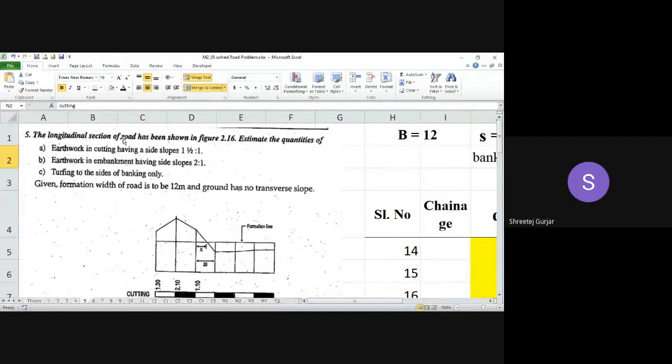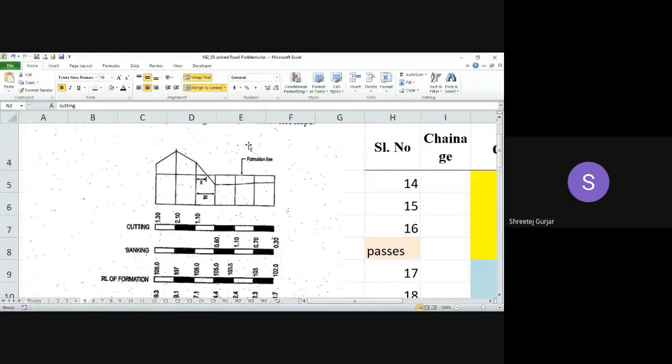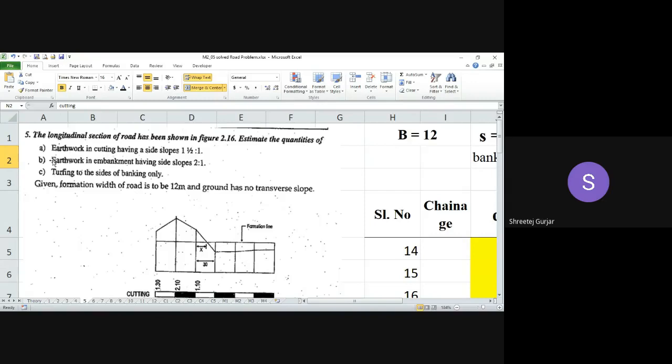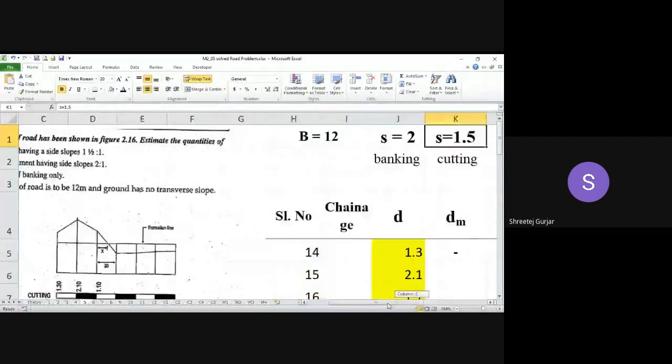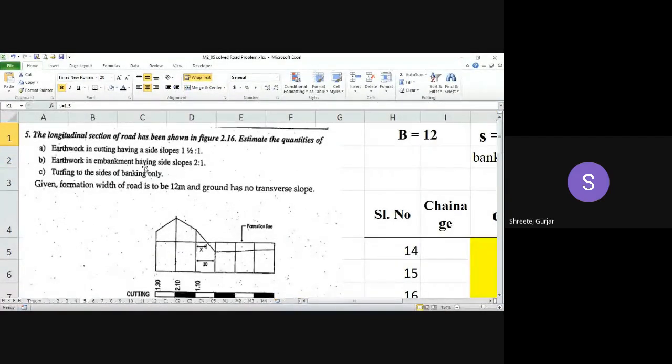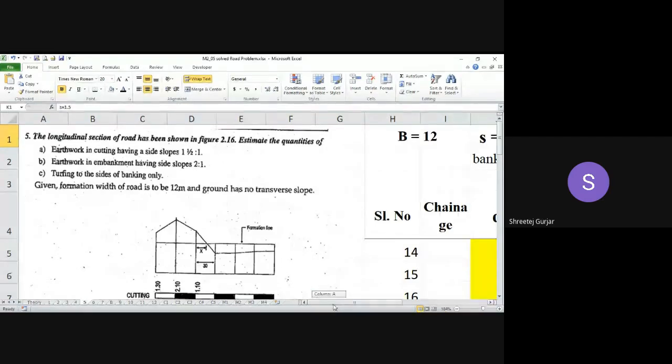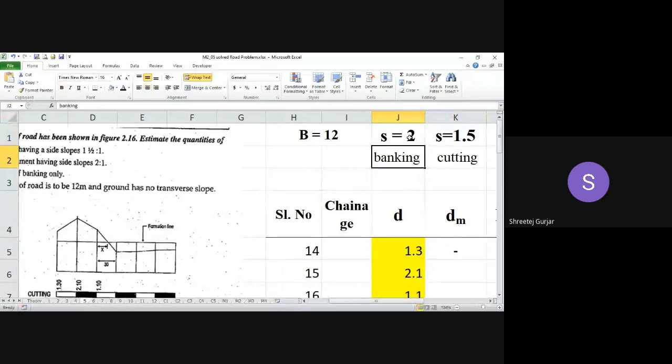The longitudinal section of a road has been shown. You can observe over here, a longitudinal section of a road is provided. Then estimate the quantities of earthwork in cutting having a side slope of 1.5. For cutting, the side slope is 1.5, that is what I've mentioned over here. S is the side slope. Embankment meaning banking or filling, that side slope is 2.